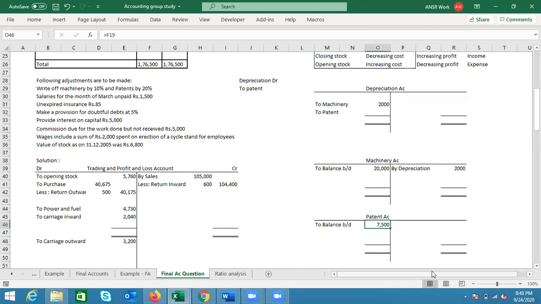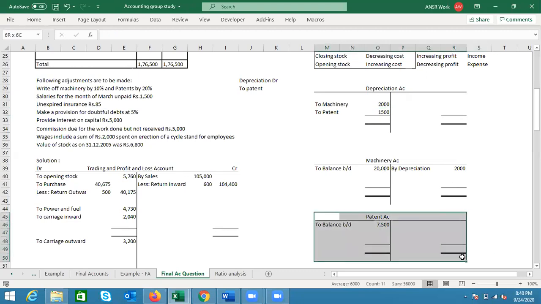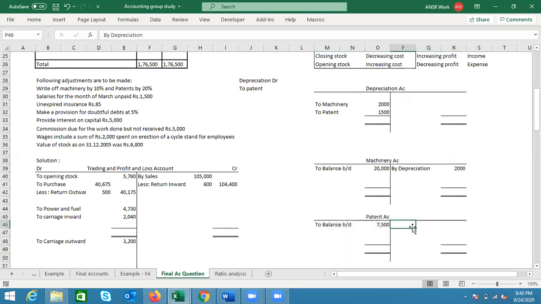The patent balance is 7,500 and it says 20%, which means it comes to 1,500, right? Simple calculation. It will also be posted in the patent account, right? Which side will it be posted in? Credit side. Perfect. Same amount, 1,500. Now one adjustment we are done with. Let's go to the next one.